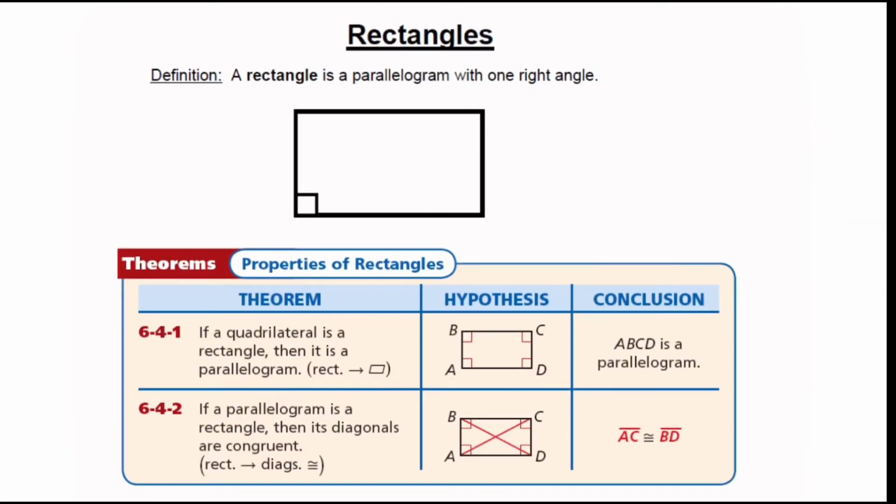What is a rectangle? By definition, a rectangle is a parallelogram with one right angle. But here's the thing, with parallelograms, one right angle actually implies 4 right angles. Why is that? Well, in a parallelogram, opposite angles are congruent. So if that's my right angle, indicated with the box, the opposite angle is also a 90-degree angle, or a right angle.